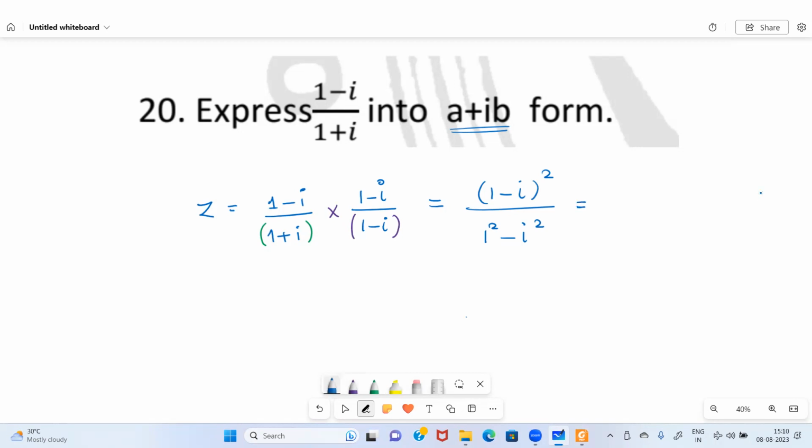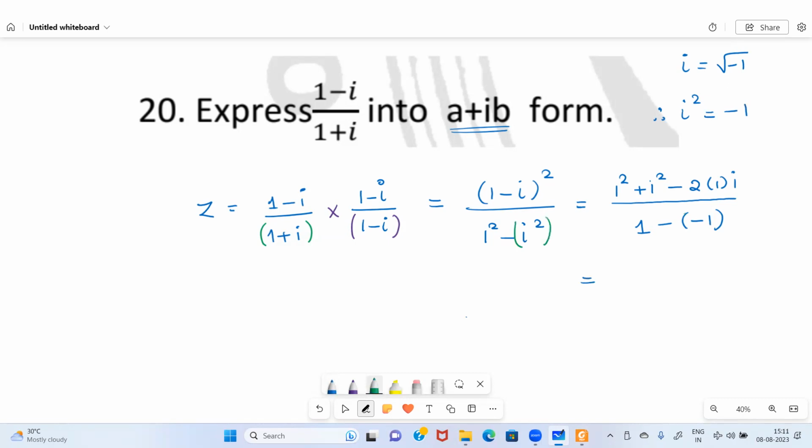So numerator is a minus b whole square. So a square plus b square minus 2ab. So it is 1 square plus I square minus 2 into 1 into I divided by 1 square is 1 minus of I square is minus 1, right? We know that I is equal to square root of minus 1. Therefore, I square will be equal to minus 1. So in place of I square, I am substituting minus 1.